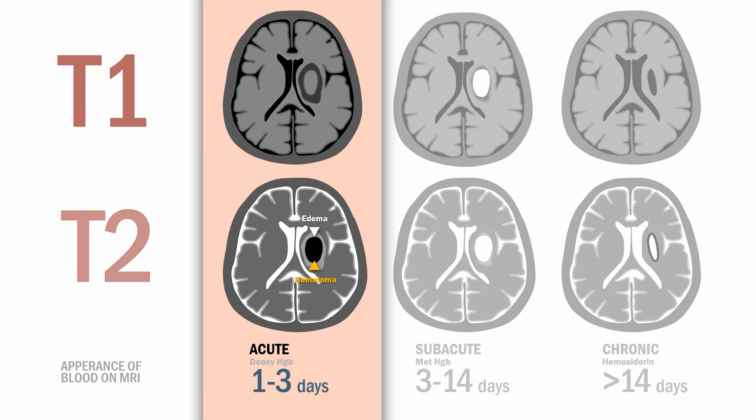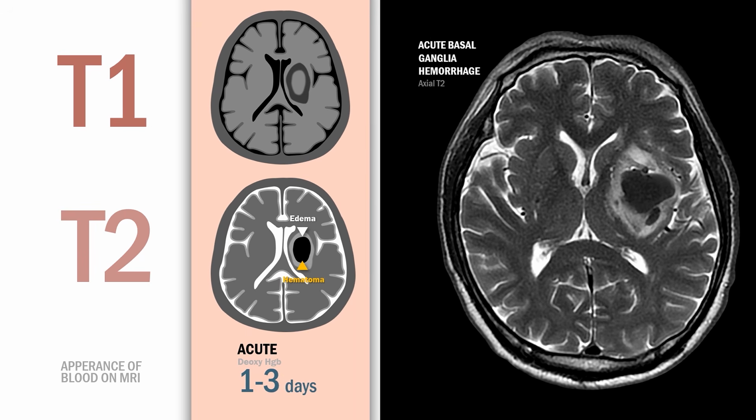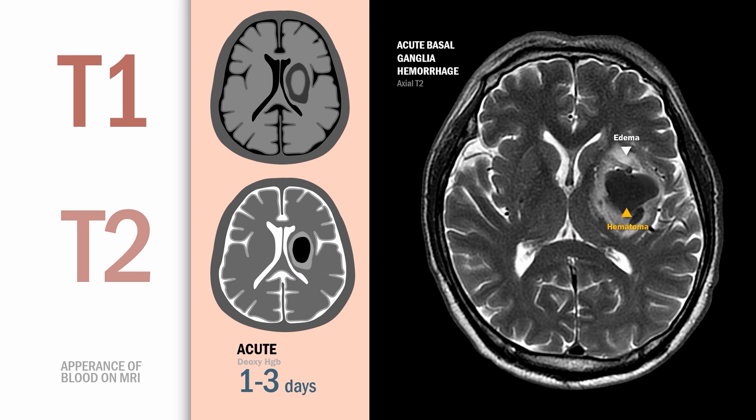And finally, acute hematoma. On this T2 image, this basal ganglia hematoma appears dark, surrounded by a small rim of bright edema. Is this vasogenic or cytotoxic edema? I'll leave that to you to look up.